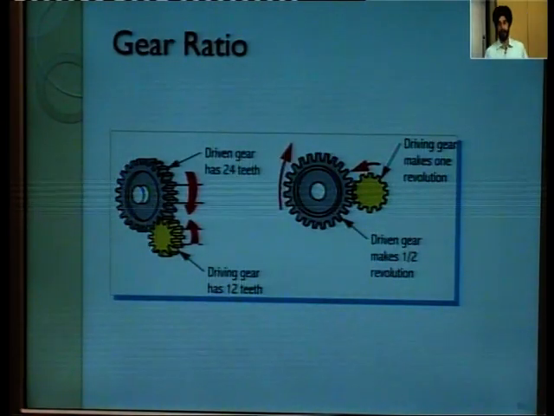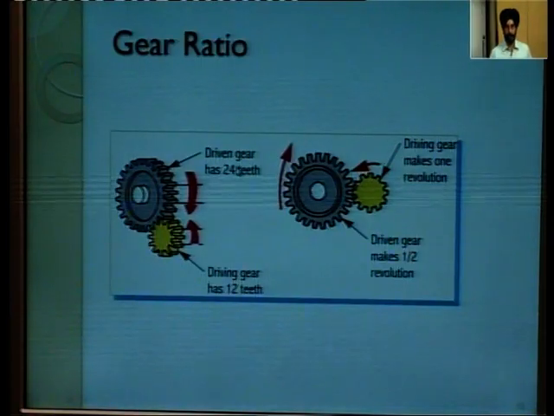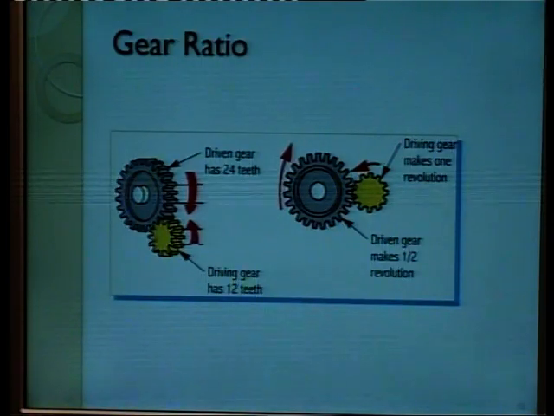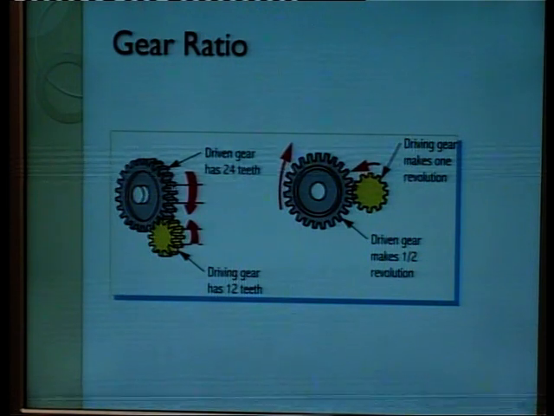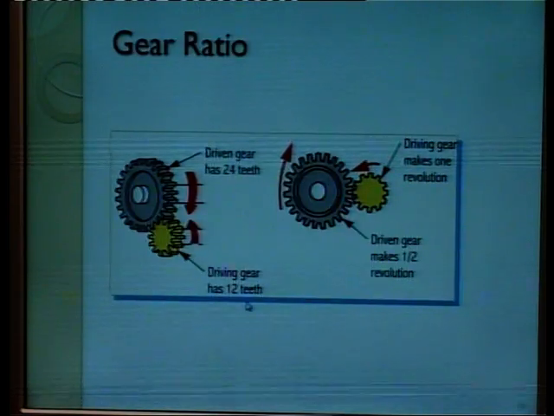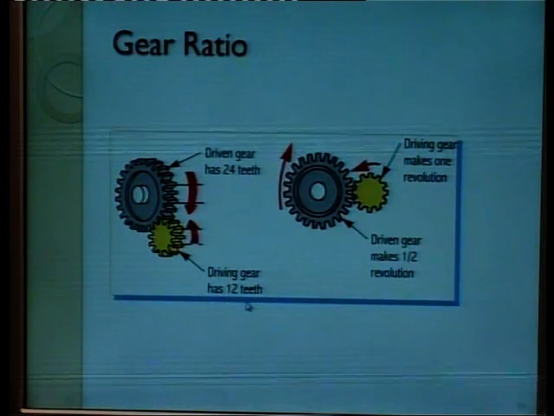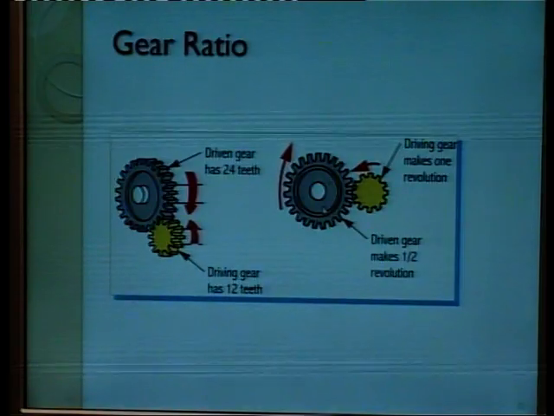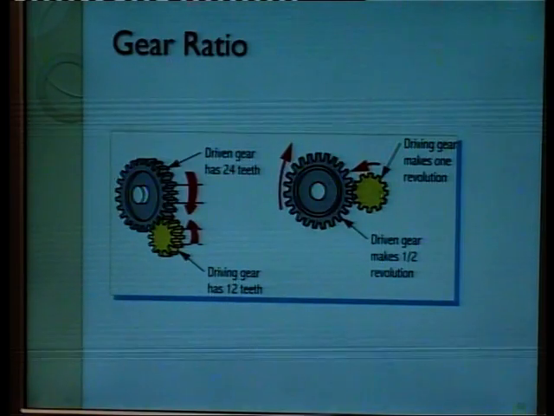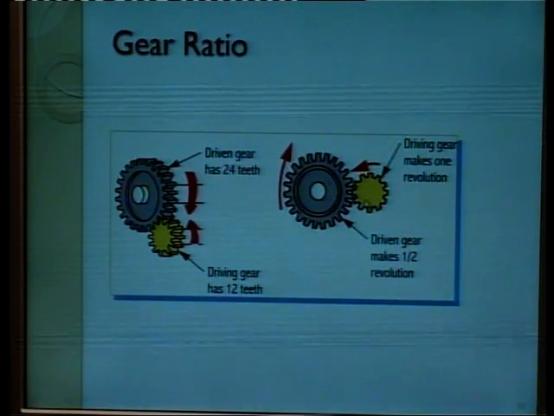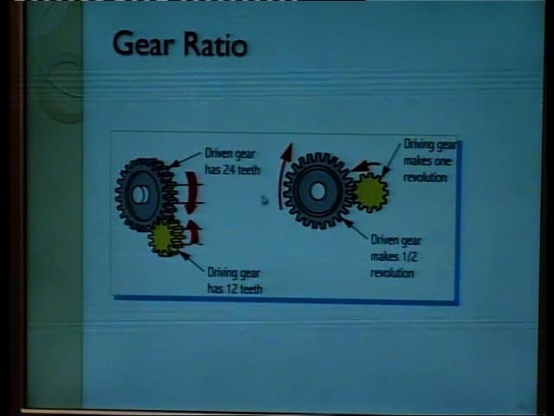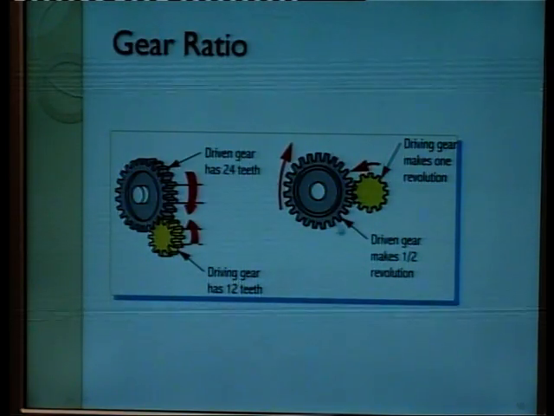Now, this slide is again showing the gear ratios. This is the driving gear and the upper one is the driven gear. When these gears are in mesh, the driven gear has 24 teeth and the driving gear has 12 teeth. This is the side view. When the driving gear is running anti-clockwise, the driven gear will run clockwise.